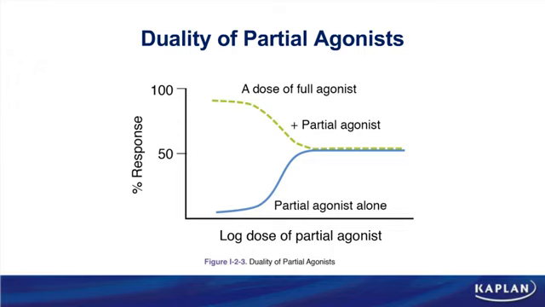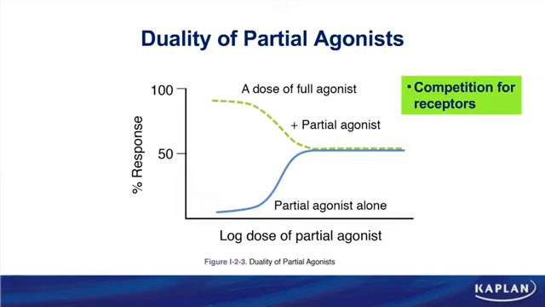This graph is here to show us what happens when a partial agonist is placed in the presence of a full agonist. Obviously, you can start to predict that the partial agonist and the full agonist can compete for the same receptors. Let's take a couple of examples and then we'll go through the graph.